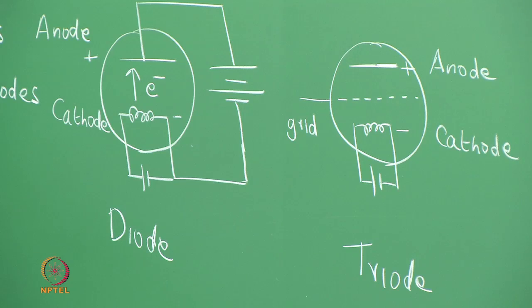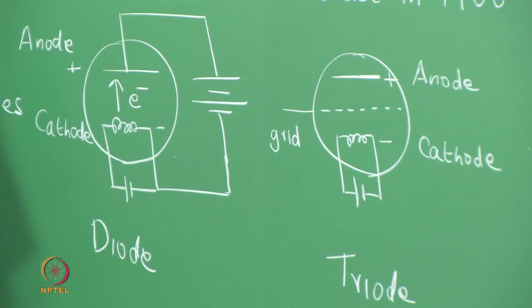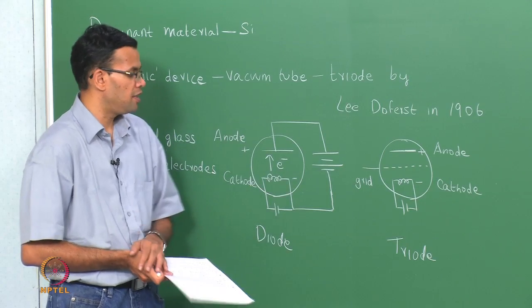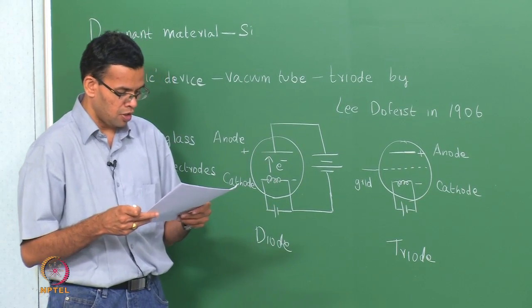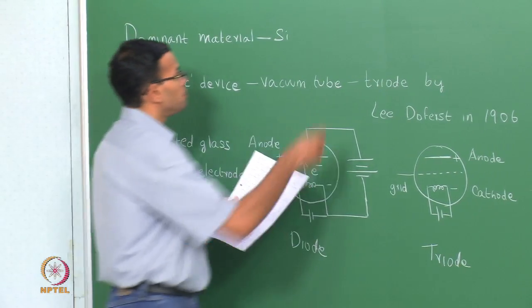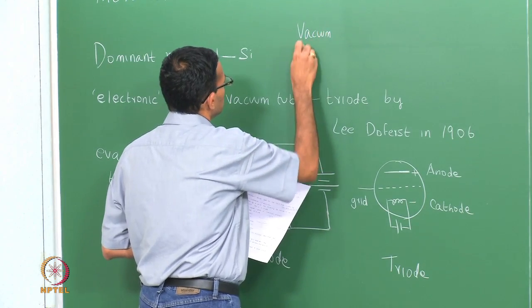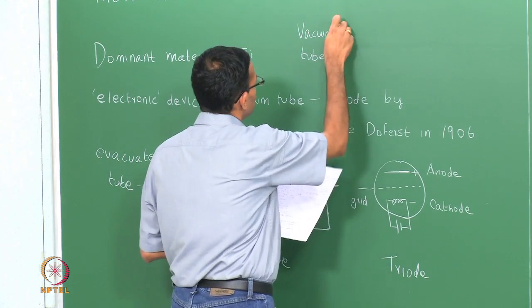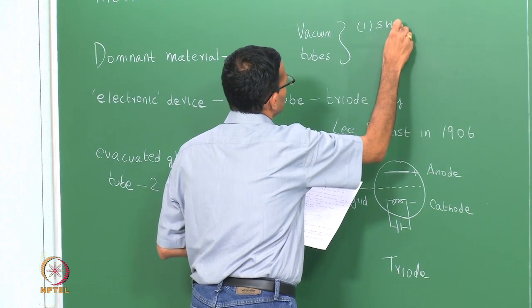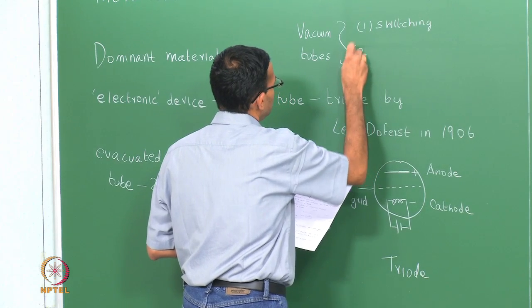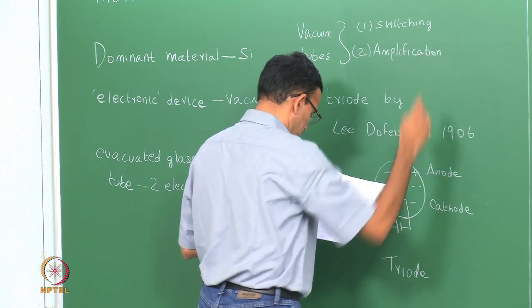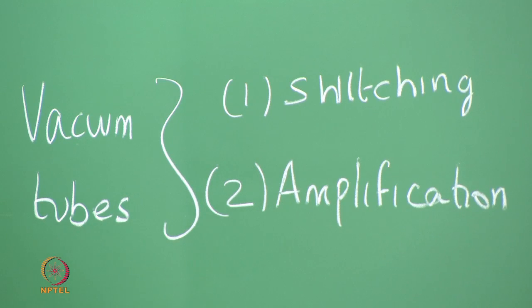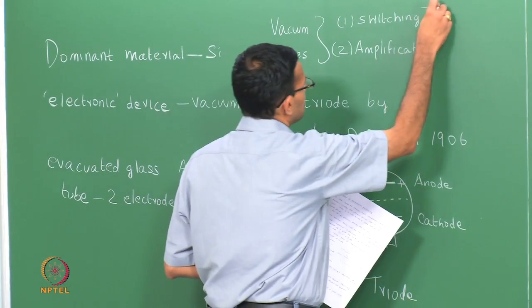In this configuration, the current between the anode and cathode can be modified by application of a potential to the grid. The grid can be either positive or negative with respect to the cathode, and that would modify the current within this triode system. Vacuum tubes perform essentially two functions. They can be used for switching, or they can be used for amplification. In some sense, the performance is very similar to what we expect from transistors.